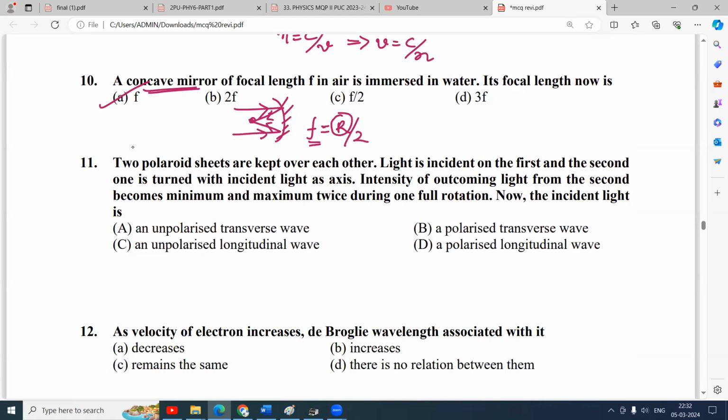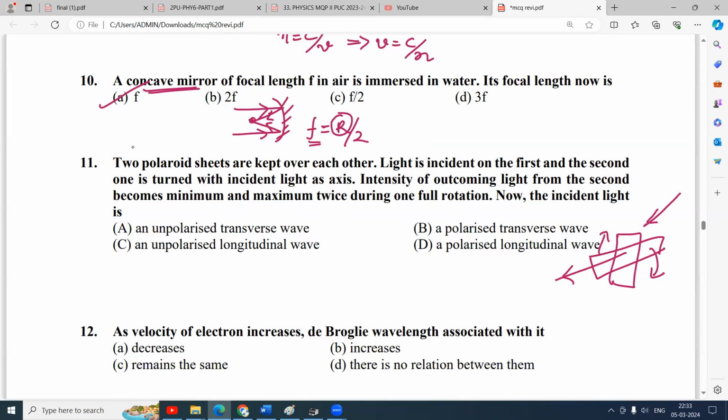Two Polaroid sheets are kept one over the other. Light is incident on the first and the second one is turned. So if you have one Polaroid sheet like this, say let us keep another Polaroid sheet like this and make the light to fall from back side and let it come out here. That is the experiment. Light is incident on the first and the second one is turned with the incident light as the axis. So we will rotate it. Now, as it is rotated, intensity of coming light out of the second becomes minimum and maximum twice during one full rotation.